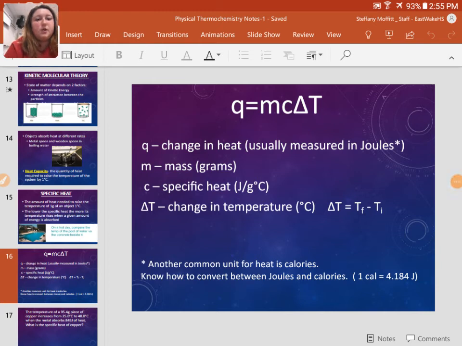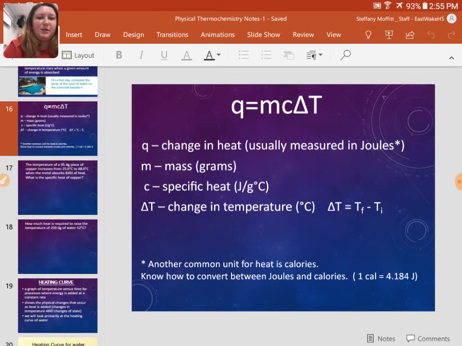Another unit for heat or work is calories. And 1 calorie is going to be equal to 4.184 joules. You do not need to memorize that conversion. I will never ask you to do that in your head.